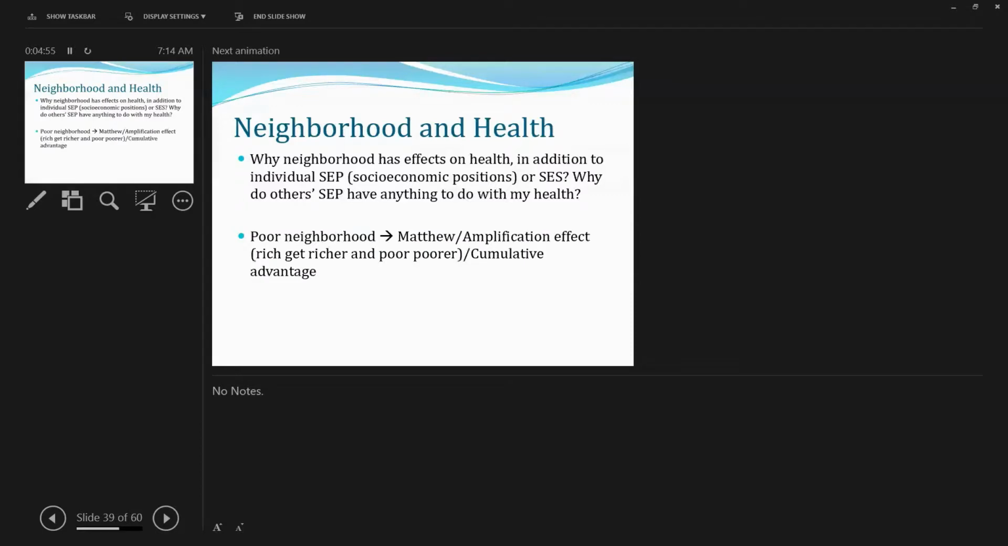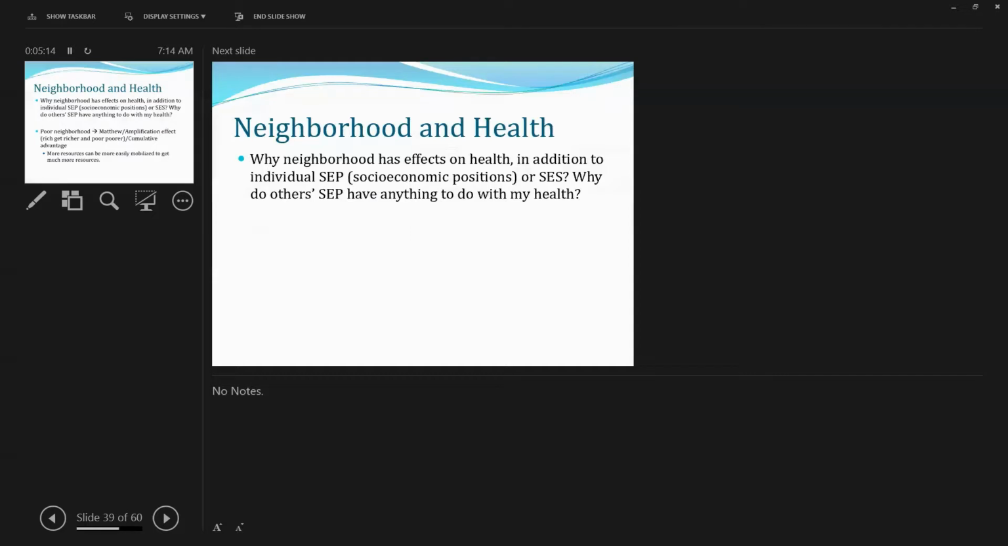Also, in poor neighborhoods, there is more likely to be this Matthew, or what is called amplification effect, meaning the rich get richer and the poor get poorer. Sometimes it is interpreted as a cumulative disadvantage or advantage effect. That is, more resources can be more easily mobilized to get much more resources. So if a community has more resources, then the ability to mobilize to get more resources is increased. Matthew effect.